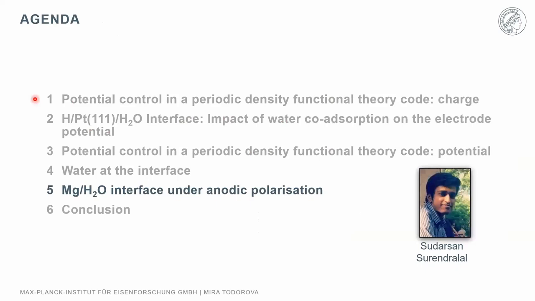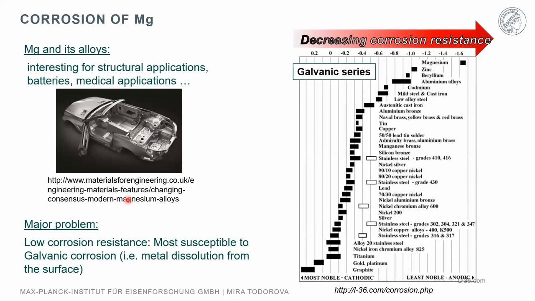I'll have time to talk about the magnesium-water interface and the anomalous polarization, which was very interesting for us because it's a system that is important for all kinds of applications, from the point of view of structural materials. Magnesium is interesting because it is very lightweight. It is important for batteries. It's important for medical applications because it is not toxic. But it has a very major problem, and this is the very low corrosion resistance of magnesium. If you look at the galvanic series, you see that magnesium is one of the most corrosive elements.